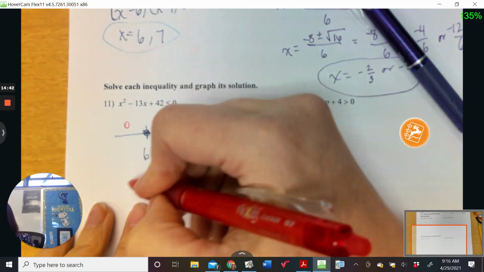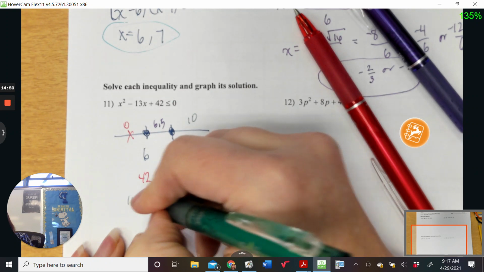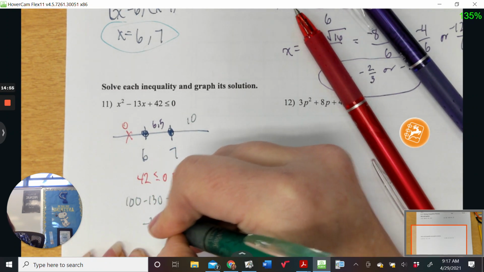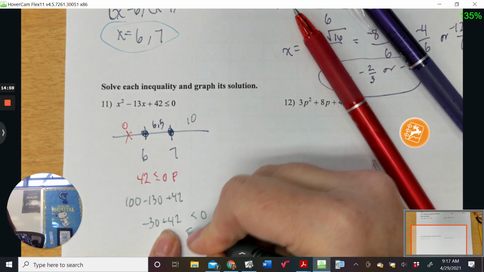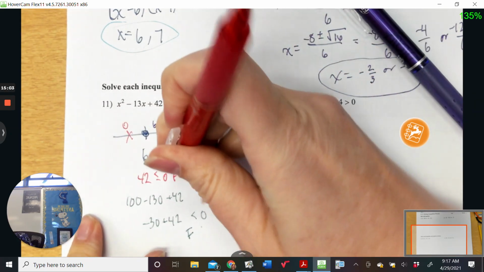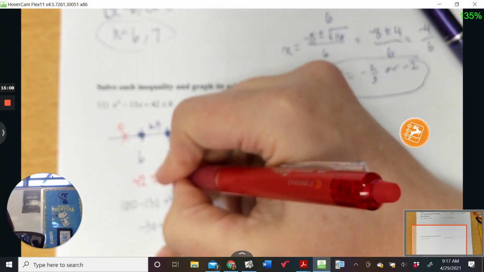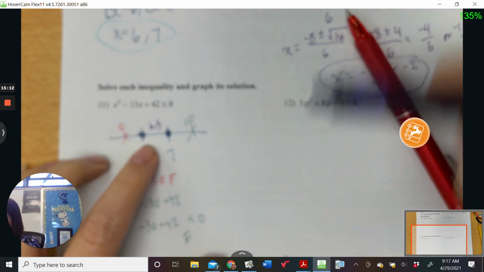0 squared minus 0 plus 42 is less than 0? False. 10: 100 minus 130 plus 42, which is -30 plus 42, is less than 0? That's going to be positive, so false. So that's also false. And then 6.5.